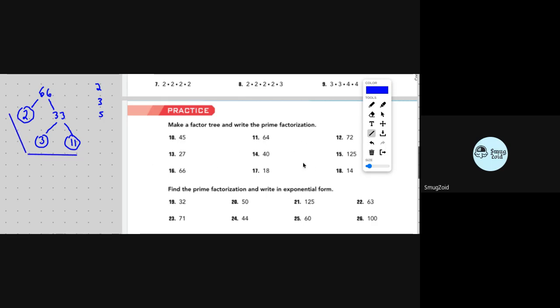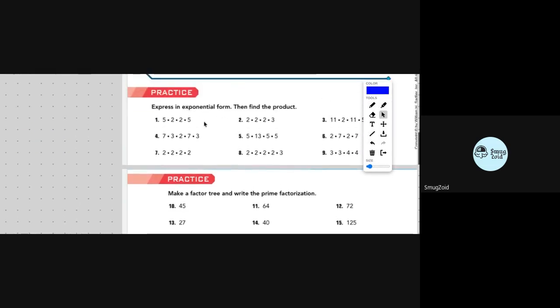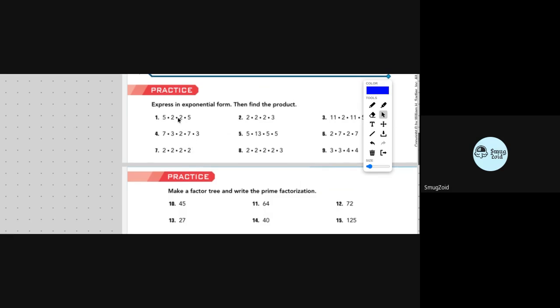So this is sort of fun and games and things like that, right? But let's take a look at this guy up here. You're going to be doing this for the homework. Express in exponential form, then find the product. This is fairly easy. Exponential form is how many 2's you have and how many 5's you have when we're doing numbers like this.